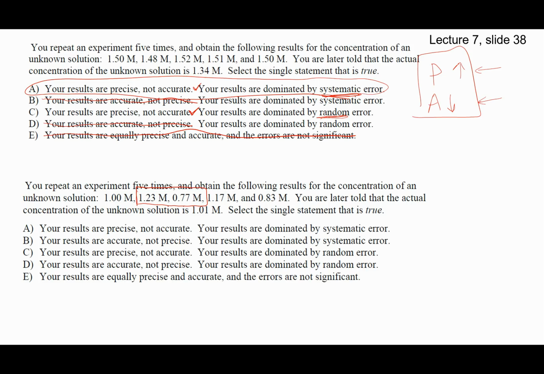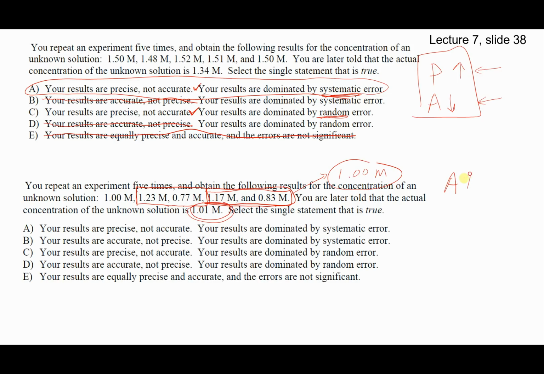Right, 1.23 and 0.77, you add those together. What's your value? 2. You divide by 2. The average of those two is 1. Right? What about the average of these two? Is 1. So basically, the average of our solution is going to be roughly 1.00 molar. Right? You're not required to have a calculator, so we're always going to give you simple math like this to look at. You should be able to get this by eye.